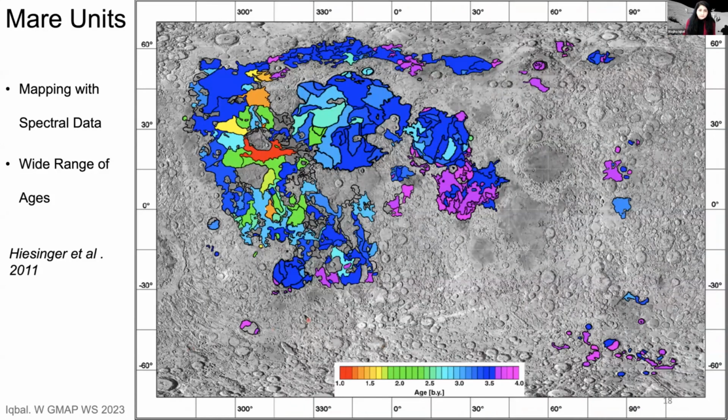Later, they measured ages of these volcanic deposits and came up with a map of all volcanic units, or all Mare units on the Moon, along with the history of volcanic evolution.